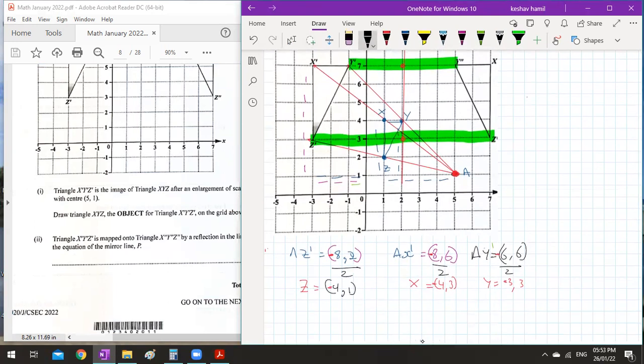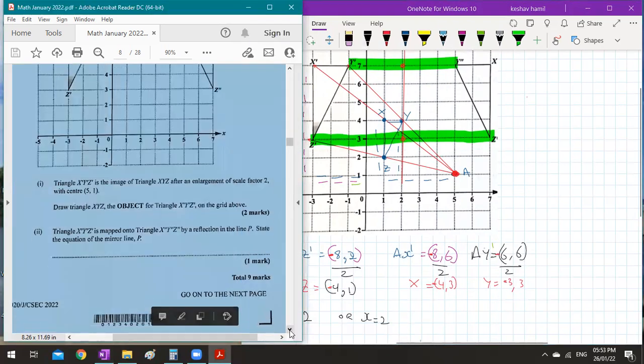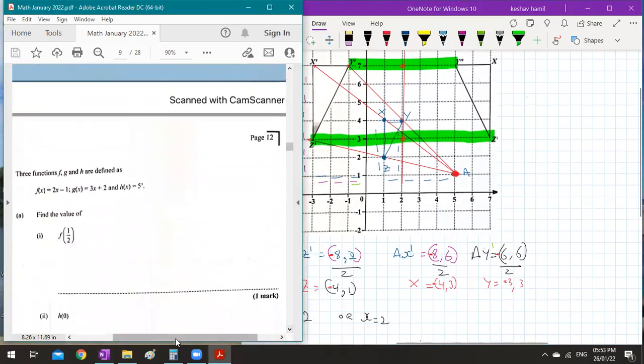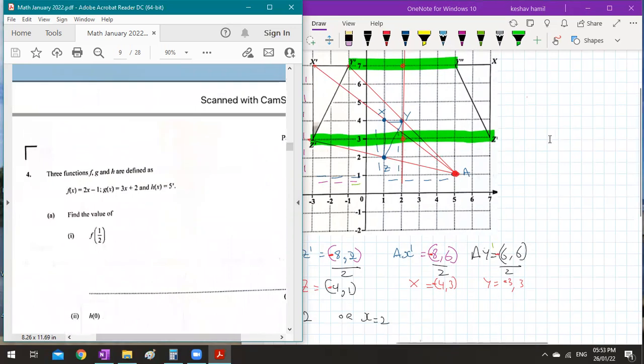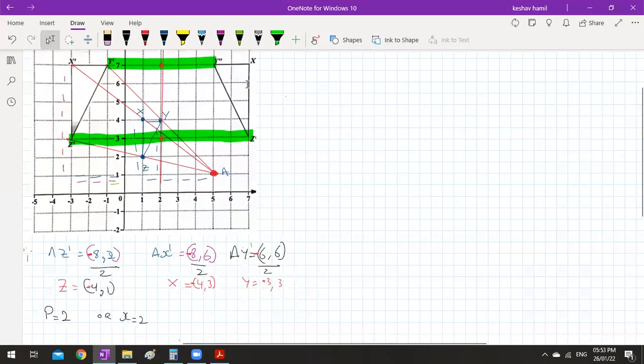So the line itself is X equal to 2. But they want the line P, so P is equal to 2. Meaning that all the values here will be 2 for the X. Questions on this one? No. This is all.